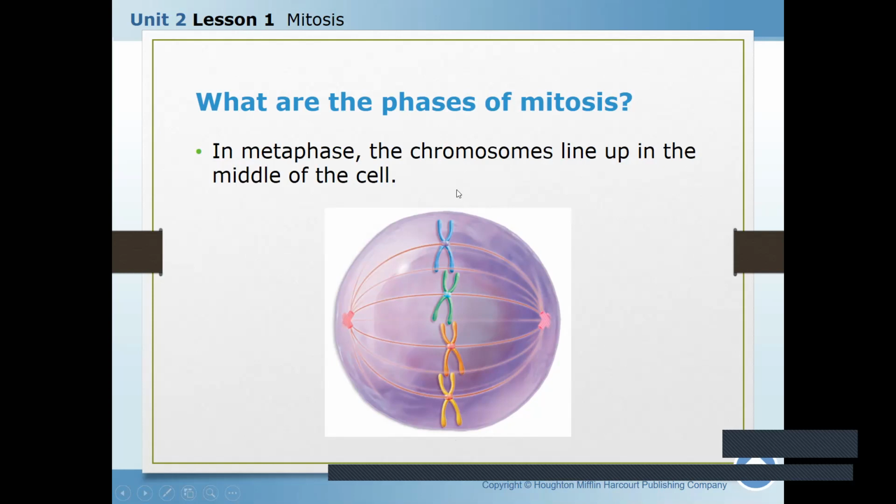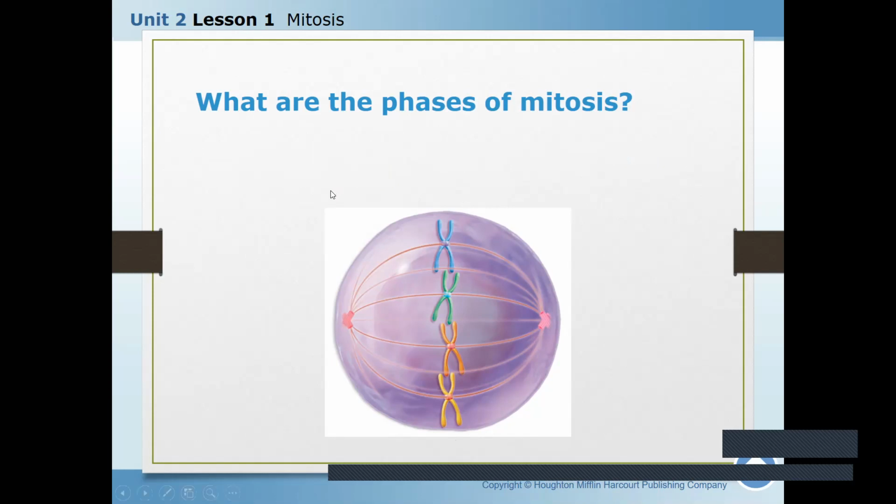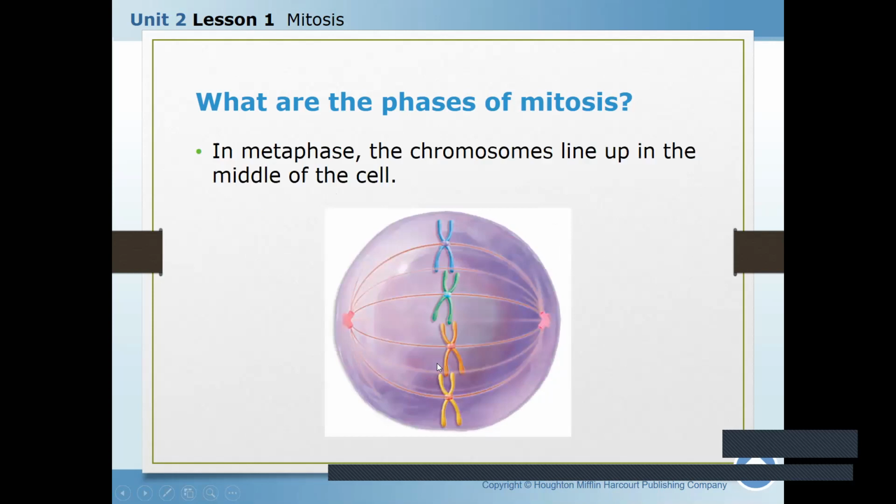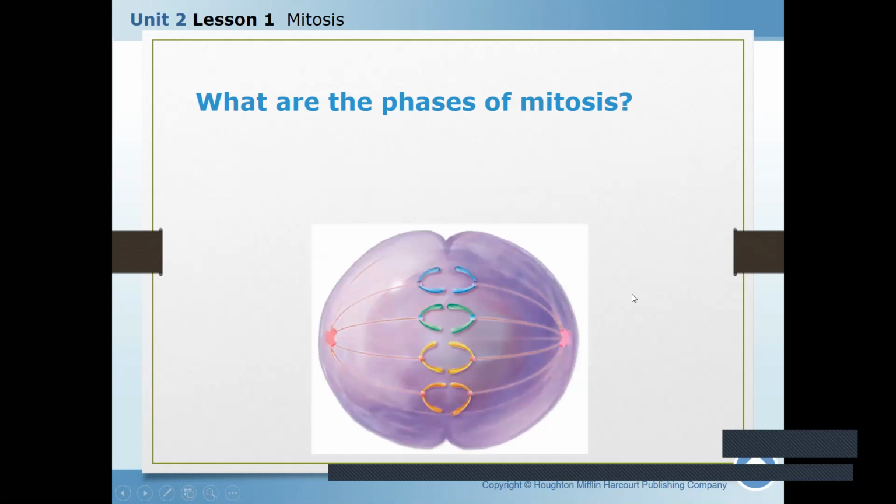So in the prophase, what happens? The chromatin in the nucleus condenses into chromosomes. Next, in metaphase, the chromosomes line up in the middle of the cell. Do you see how they line up here? They line up in the middle of the cell.